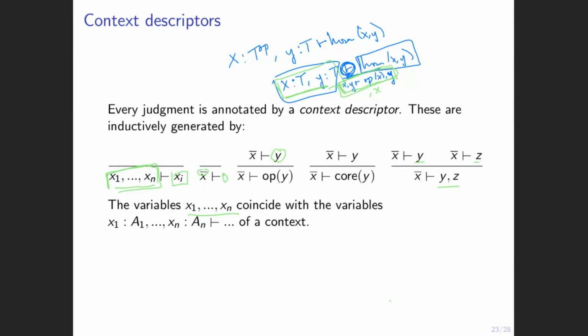Yes? Do we care about the order in which they appear, or is it modulo the order of the things after the turnstile? Yeah, I didn't write it here, but I guess modulo the order. Okay, thanks.